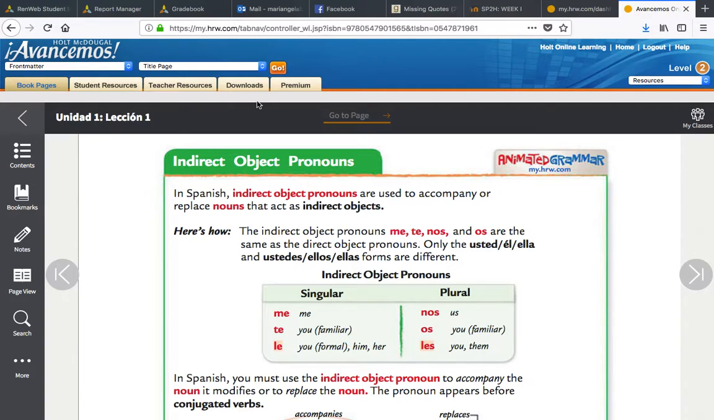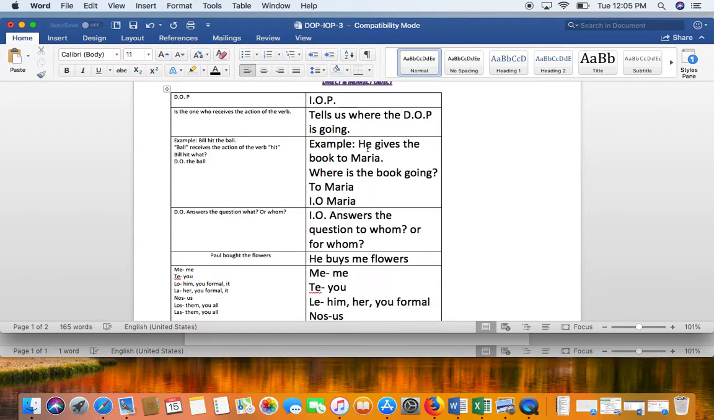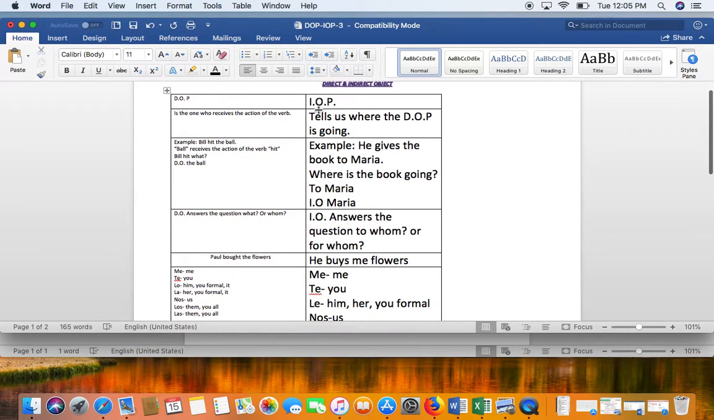You're going to find all these hints under week 1. You're going to see all the hints, which I recommend you print out so that you can have them all together and study for the final exam. Okay, so we go in here to the indirect object pronouns. It tells us where the direct object pronoun is going to, all right?